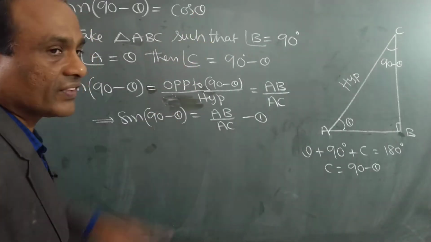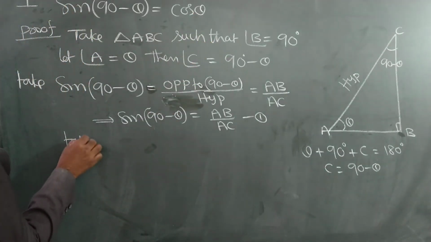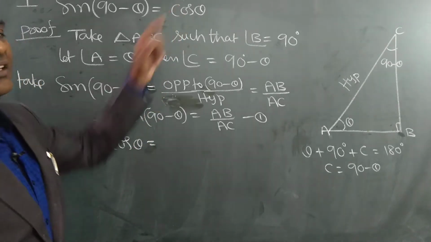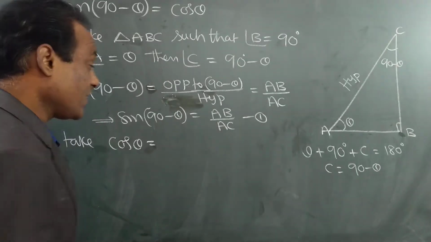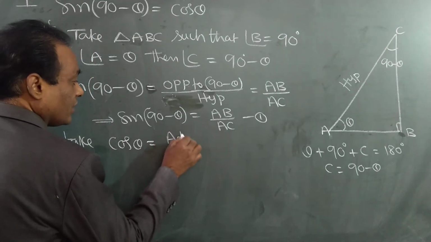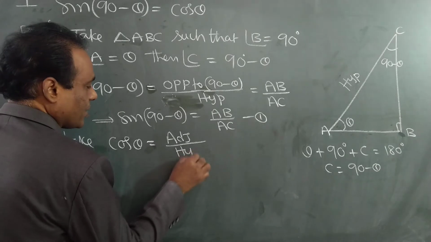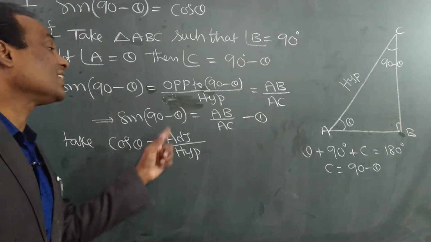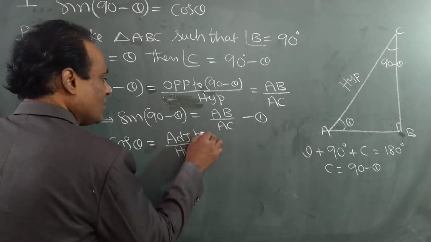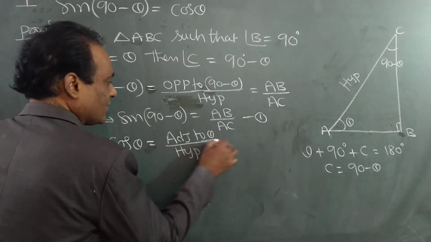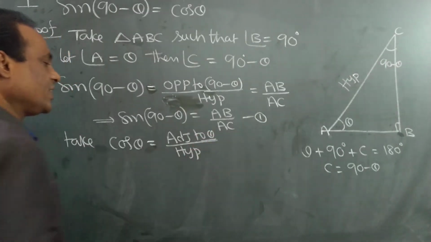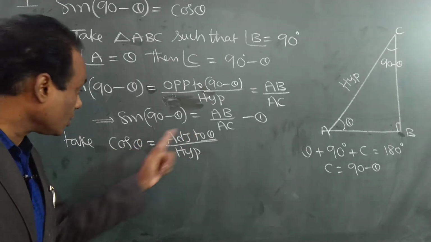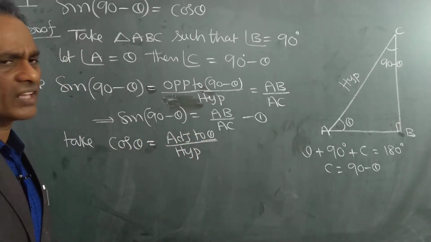Now I am taking the right side, cos theta. What is the cos definition? Adjacent by hypotenuse. Generally we write adjacent by hypotenuse, but the proper sentence is adjacent to theta, this angle, by hypotenuse. This is the cos definition.